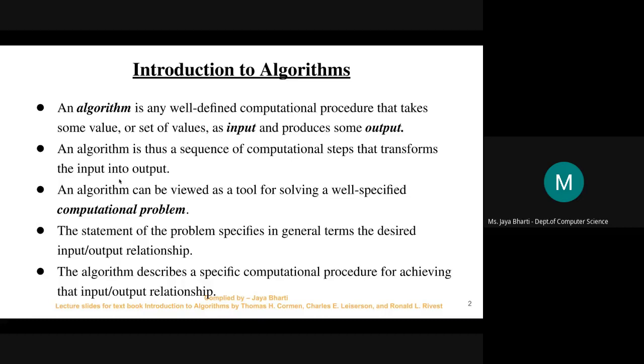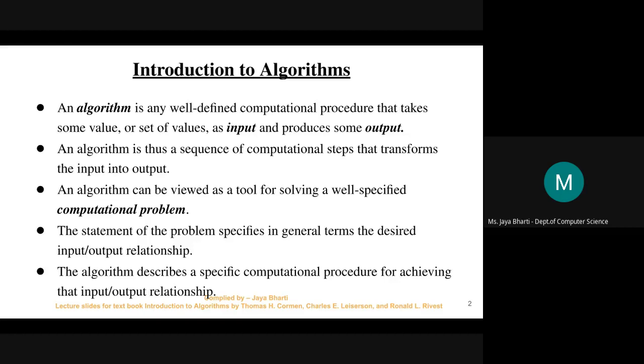So an algorithm is the sequence of computational steps that transforms the input into output. Whatever procedure we need to transform from input to output, that is the algorithm. We apply multiple types of algorithms to get the output, and an algorithm can be viewed as a tool for solving a well-specified computational problem. So whatever problem you have, you need to apply an algorithm on it, then you can get the results.